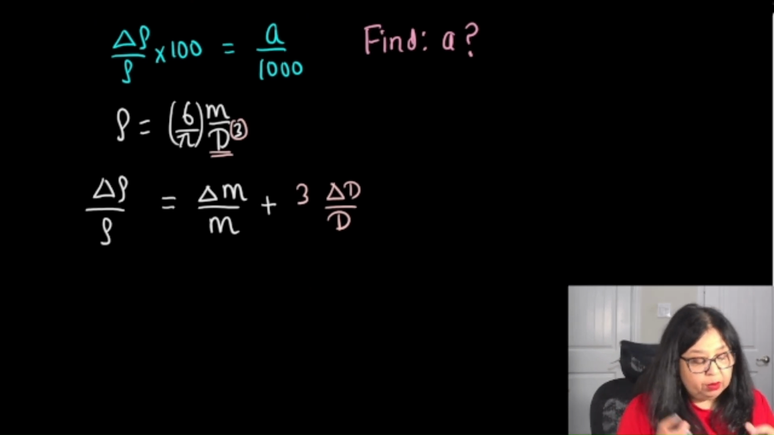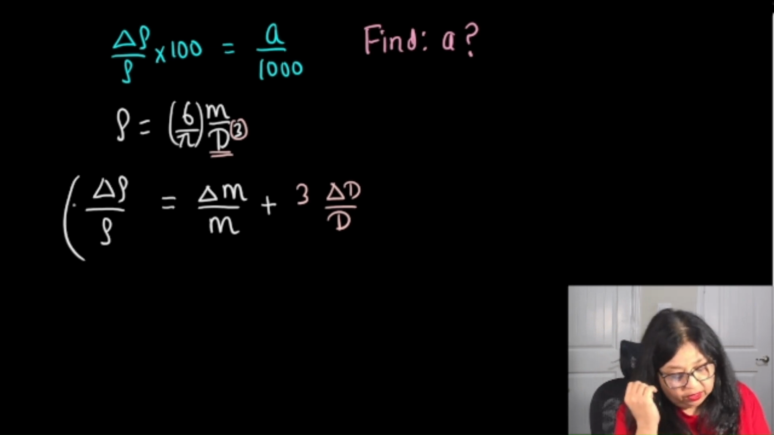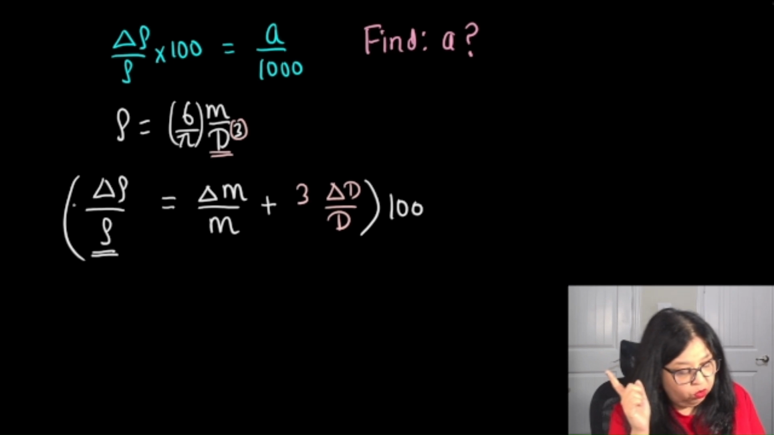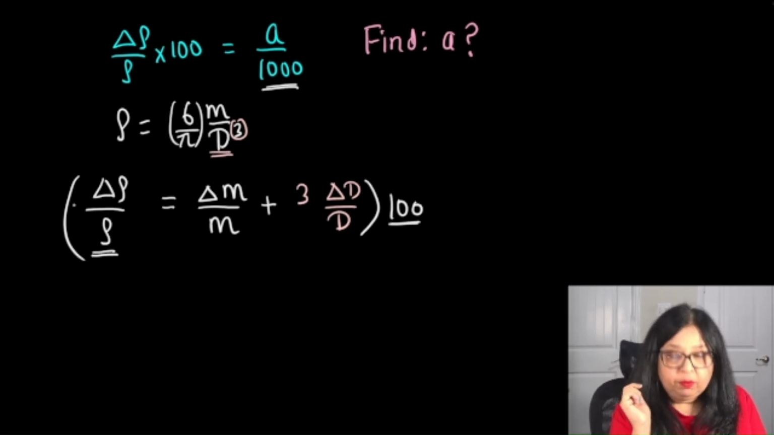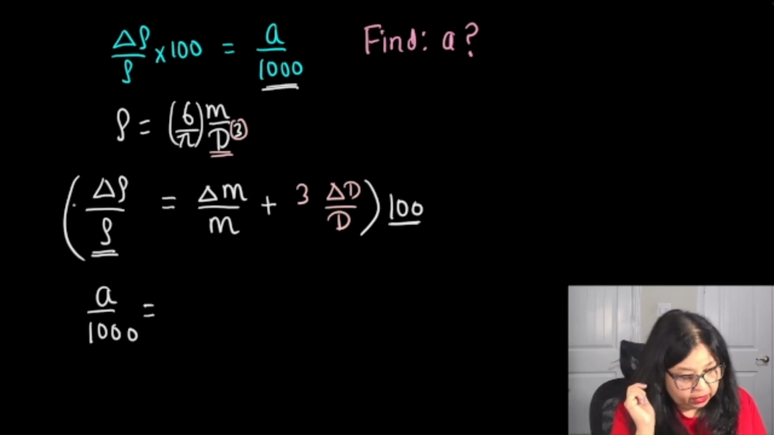We're given the percentage errors in the density, in mass, and diameter. That means we need to multiply this equation by what? 100. When we do so, what do we get? Delta rho over rho times 100. It is given to be what? A divided by 1,000. So here's your A divided by 1,000.